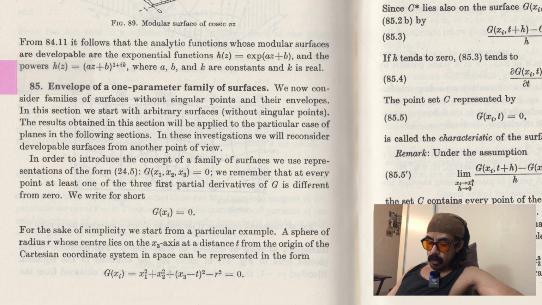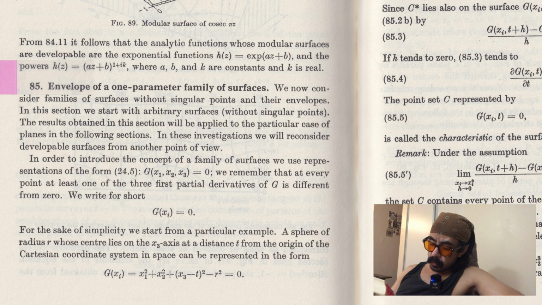Section 85. Envelope of a one-parameter family of surfaces. We now consider families of surfaces without singular points and their envelopes. In this section, we start with arbitrary surfaces without singular points. The results obtained in this section will be applied to the particular case of planes in the following sections. In these investigations, we will reconsider developable surfaces from another point of view. In order to introduce the concept of a family of surfaces, we use representations of the form given all the way back in section 24.5. This is probably what I was talking about before.